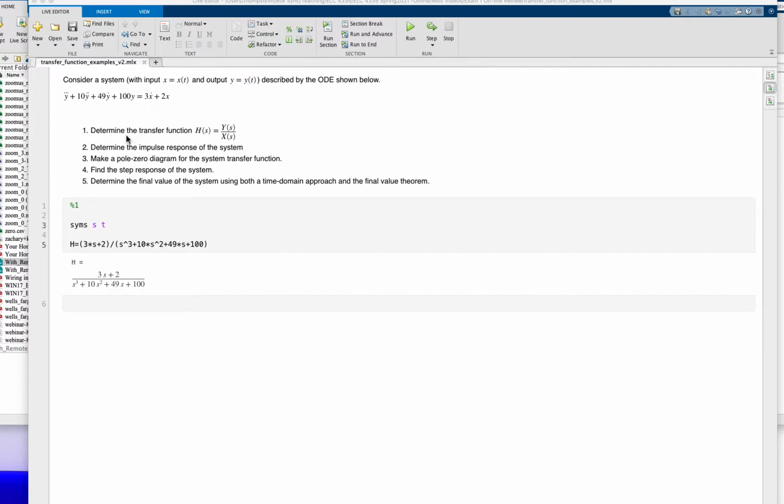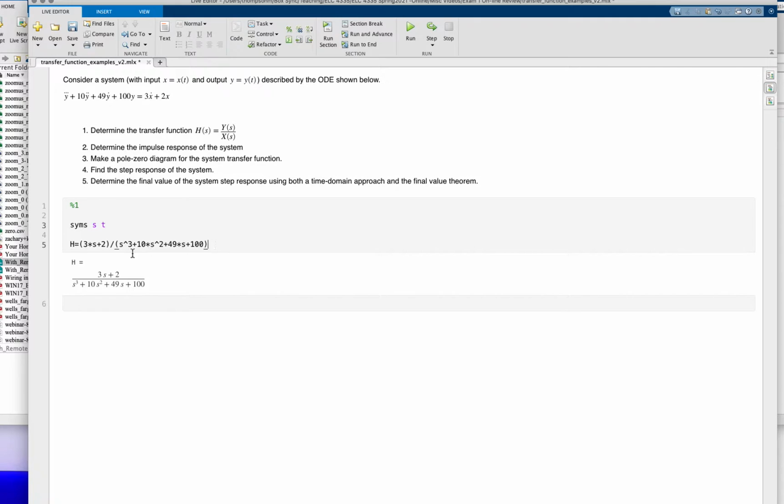Okay, so the first step is I want you to find the transfer function, and then we're going to look at the impulse response, do a pole zero diagram, find the step response, and then, if this is not clear, determine the final value of the system step response, I should say, using both a time domain approach and the final value theorem. Okay, so let's get started.